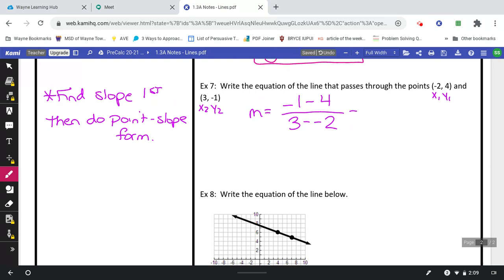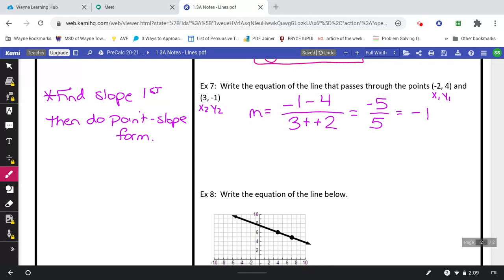Setup looks something like that. Careful of your double negative. Simplify that out to get a slope of -1. Once you have your slope, your next job is to plug that into point slope form.